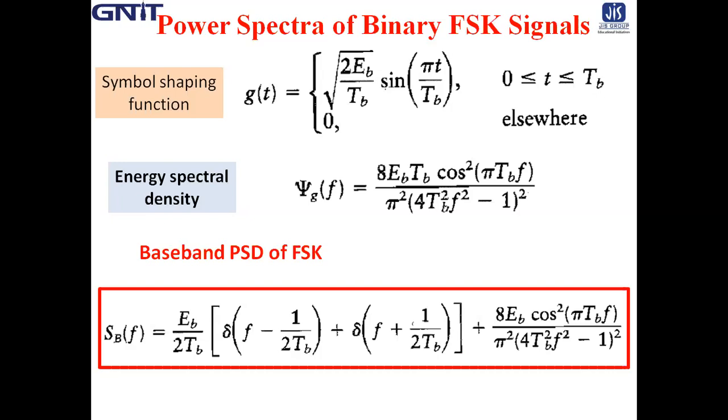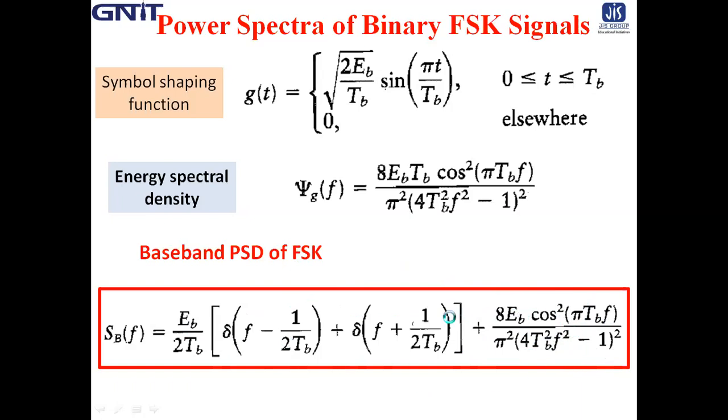And therefore, the baseband power spectral density of the binary FSK system is S_B(f) equal to EB by 2 TB times [delta function (f minus 1 by 2 TB) plus delta function (f plus 1 by 2 TB)] plus 8 EB cos square(pi TB f) by pi square into (4 TB square f square minus 1) whole square. So this is the power spectral density.